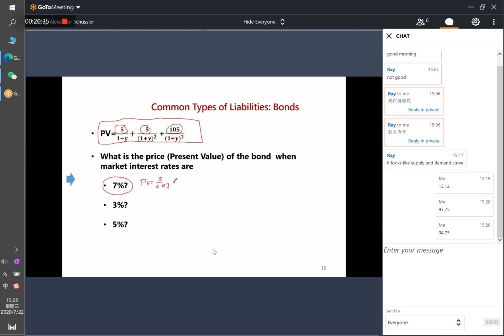Then we have 5 divided by 1.07 to the power of 2. Yeah, so this is a dot. And then we have 5. No, 105.